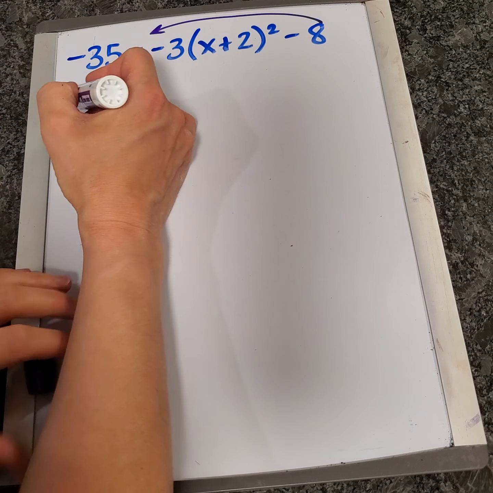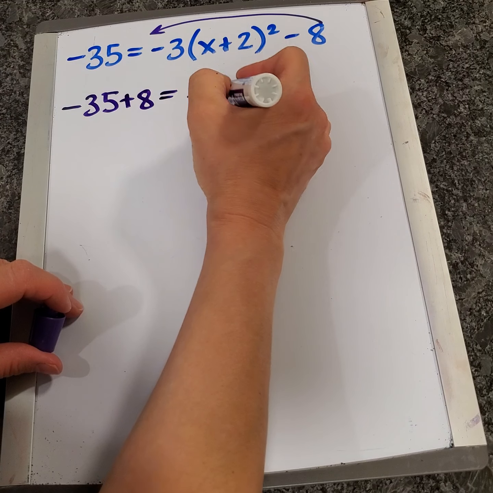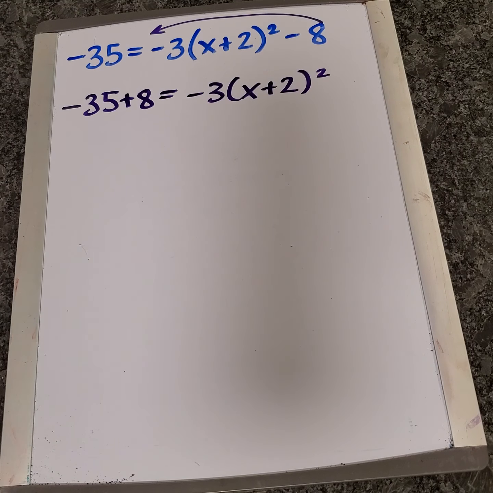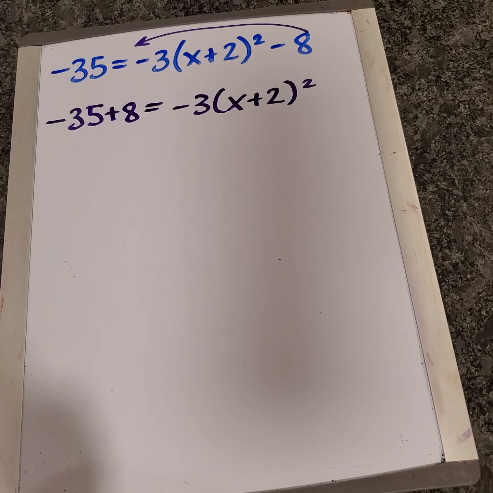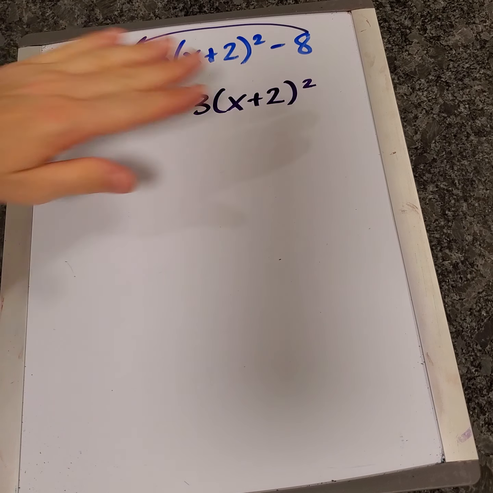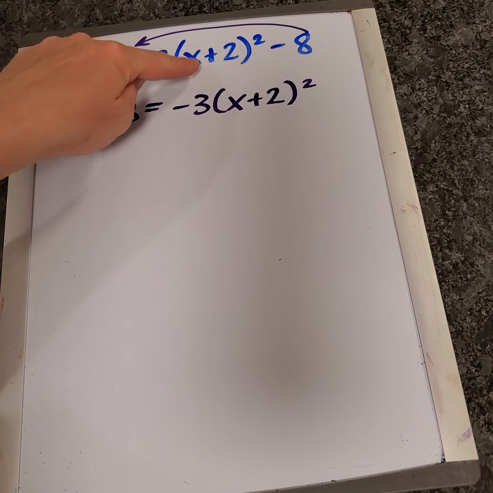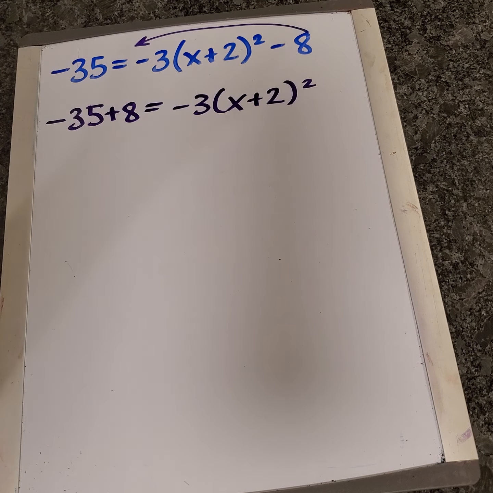So we're going to get -35 plus 8 equals -3 x plus 2 squared. And I hope this is starting to look familiar because you have used these skills in previous units, okay? This would be like the type of question where I say, find the value of the time when the height was 14, right? We did questions like this. Now it's the same method, just a different context.